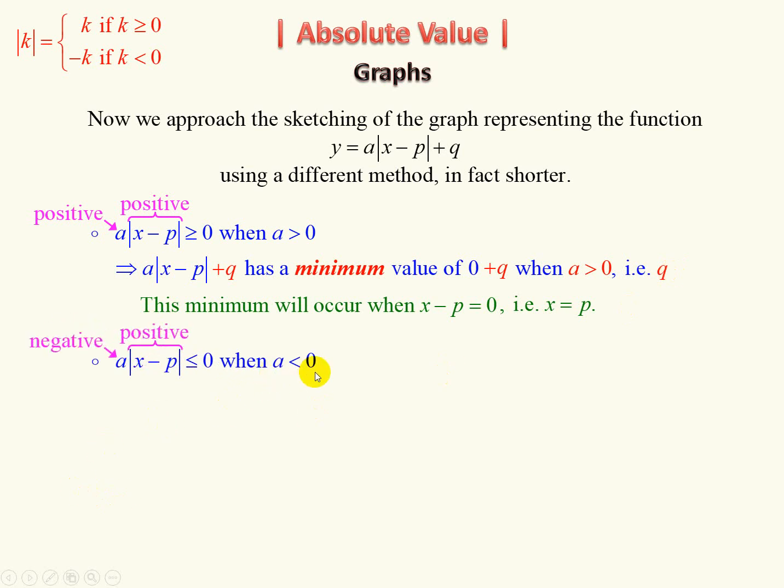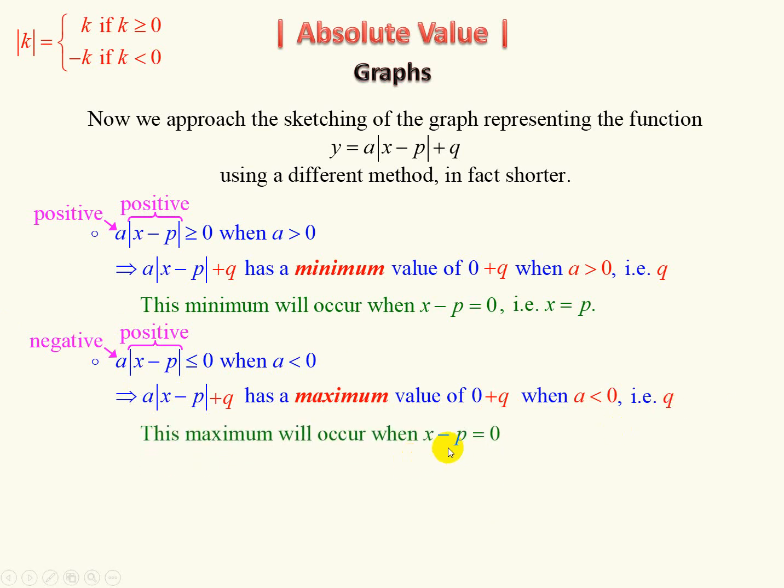Conversely, when a is less than 0, that's negative. The absolute value, as usual, is positive. So overall, we have a negative times a positive. That cannot be positive, so it's less than or equal to 0. So the highest value this can take on is 0. It has a maximum value of 0 when a is less than 0. Adding in the q, it has a maximum value of 0 plus q, in other words, q, and that happens when x minus p is 0.